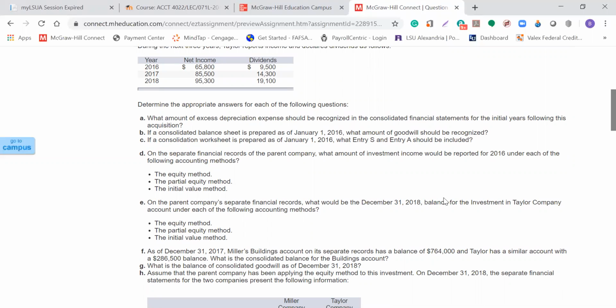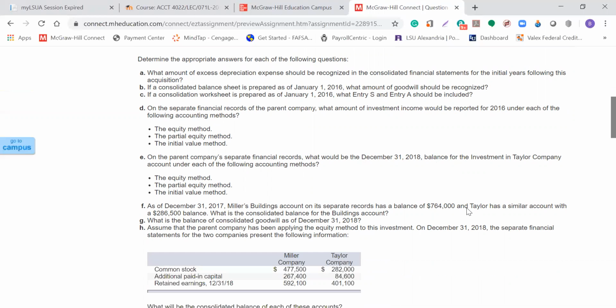On the parent's separate financial records for December 31st, 2018, what is the balance in the investment in Taylor Company using all 3 methods? As of December 31st, Miller's building account on a separate record has a balance of $764,000, and Taylor has a similar account with a balance of $286,500. What would the consolidation be for the businesses? What is the balance of the consolidated goodwill as of December 2018? And assume the parent company has been applying the equity method to this investment.